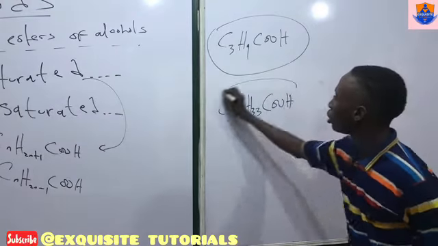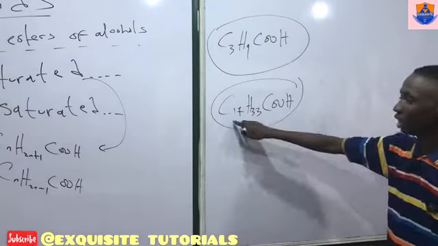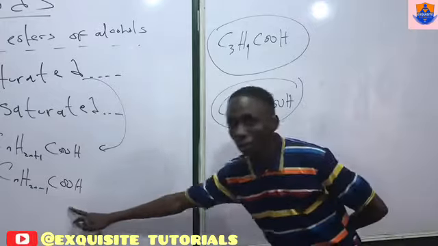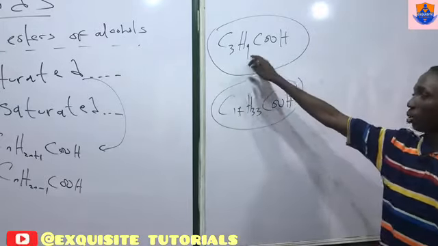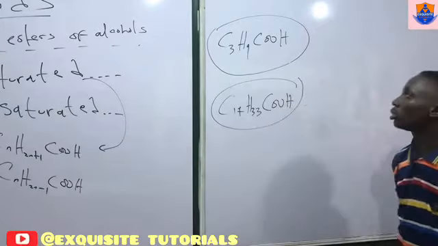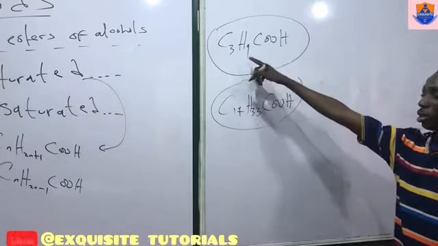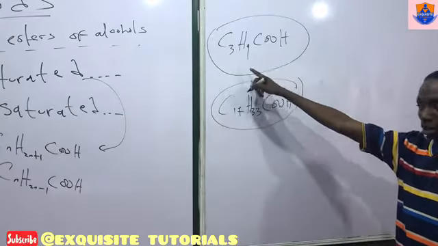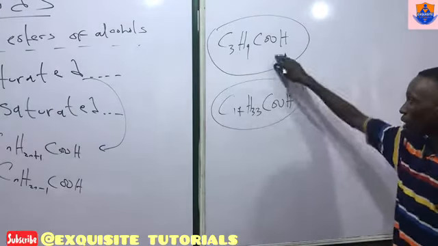Under the unsaturated, we can have this. This is an unsaturated fatty acid because it's CnH2n-1. This one is CnH2n+1. If you put n equals to the value there, you have what we have here.